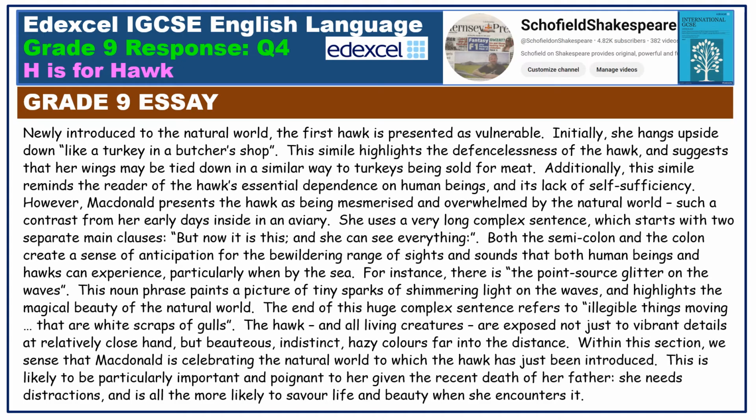Newly introduced to the natural world, the first hawk is presented as vulnerable. Initially, she hangs upside down like a turkey in a butcher's shop. This simile highlights the defenselessness of the hawk and suggests that her wings may be tied down in a similar way to turkeys being sold for meat. Additionally, this simile reminds the reader of the hawk's essential dependence on human beings and its lack of self-sufficiency.